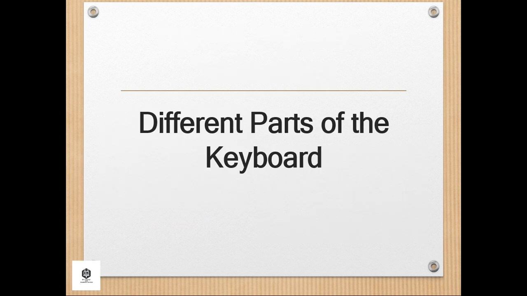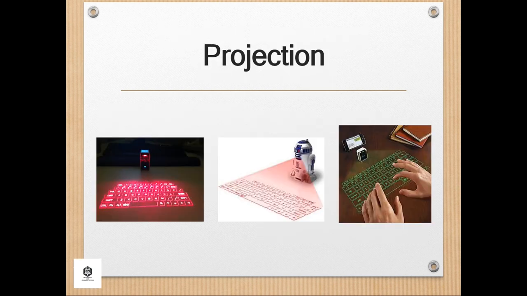Next is the projection keyboard. Projection keyboards project an image of keys, usually with a laser, onto a flat surface. The device then uses a camera or infrared sensor to watch where the user's fingers move and will count the key as being pressed when it sees the user's finger touch the projected image.